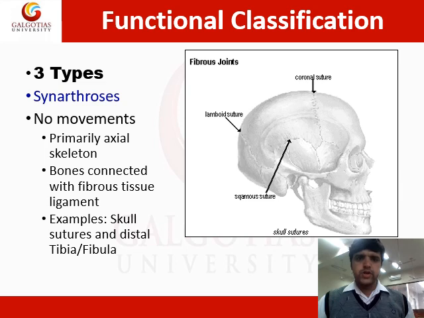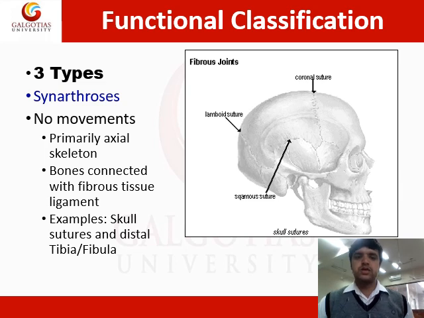First, we are going to discuss the functional classification. As we studied in the last slide, it is of three types. First, we are going to talk about Synarthrosis. In other words, the Synarthroses are known as immovable joints where no movement is possible.